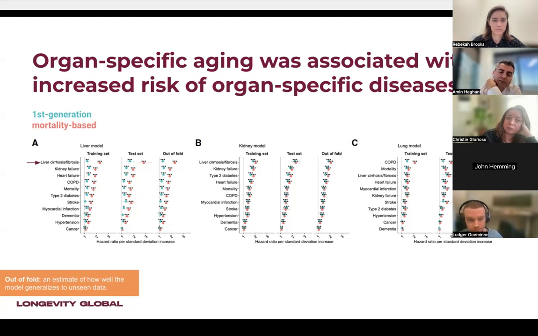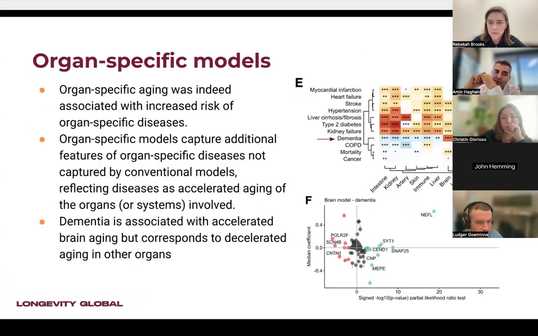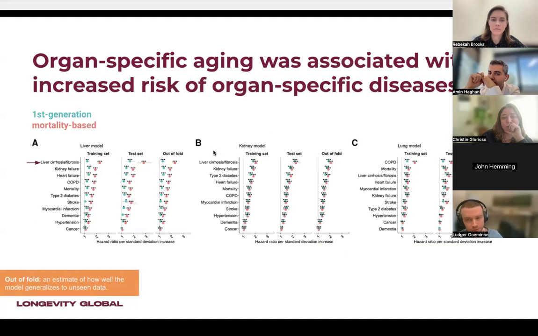Does the liver model work better than the previous model for these diseases? Than the full model, the full model. I should check. I'm not sure. I think the full model is best for most diseases still, but not for everything.